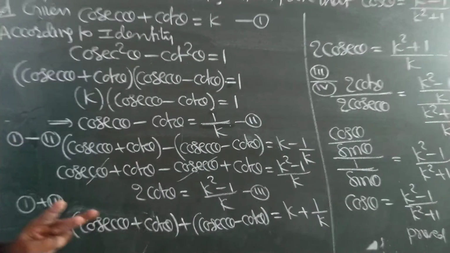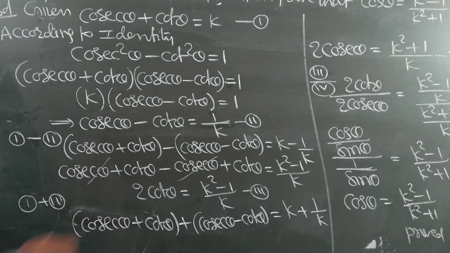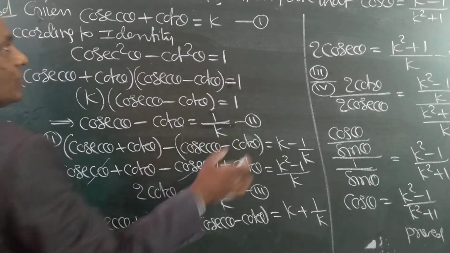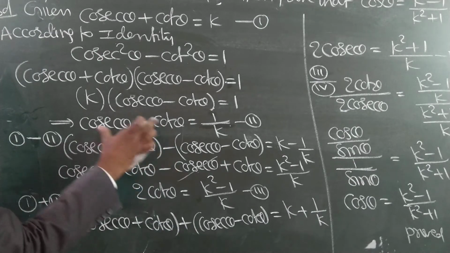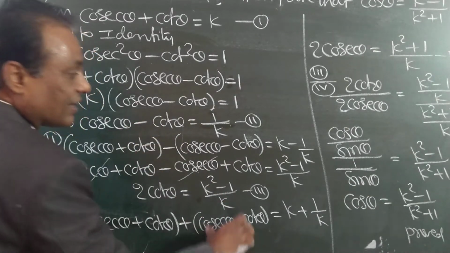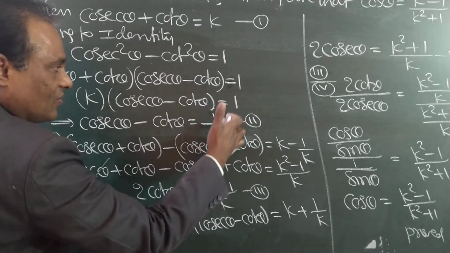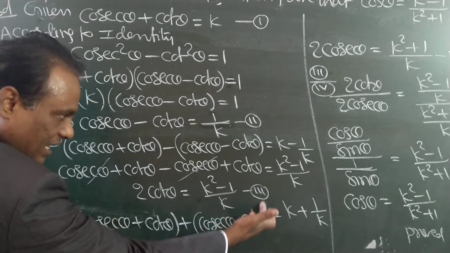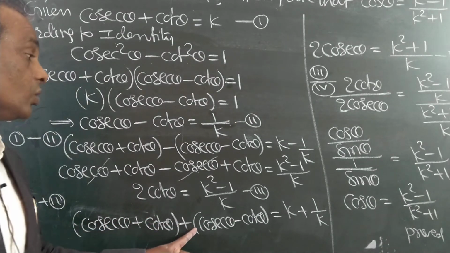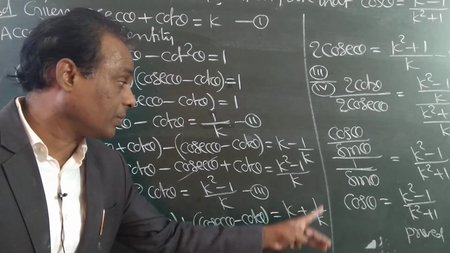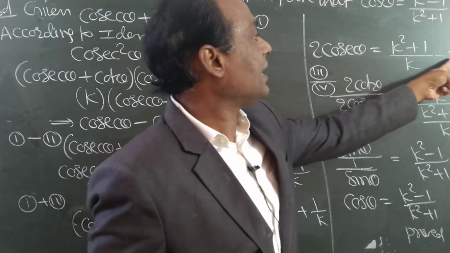Third idea, what you should get? 1 plus 2, adding this 1 and 2. Cosecant plus cot plus cosecant minus cot. Right side k plus 1 by k. Minus cot theta plus cot theta cancel. Cosecant plus cosecant is 2 cosecant, equal to k square plus 1 by k. This idea you have to get.